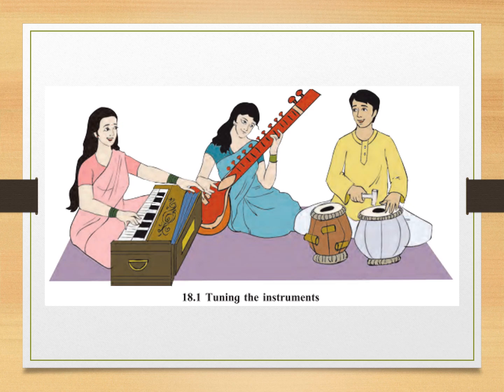Okay, now tabla player. A tabla player also tunes the tabla by hammering the pegs to adjust the tension in the diaphragm of the tabla. To tune an instrument is to adjust how high or low the pitch of the notes produced will be. Okay, and the pitch of sound depends on its frequency.